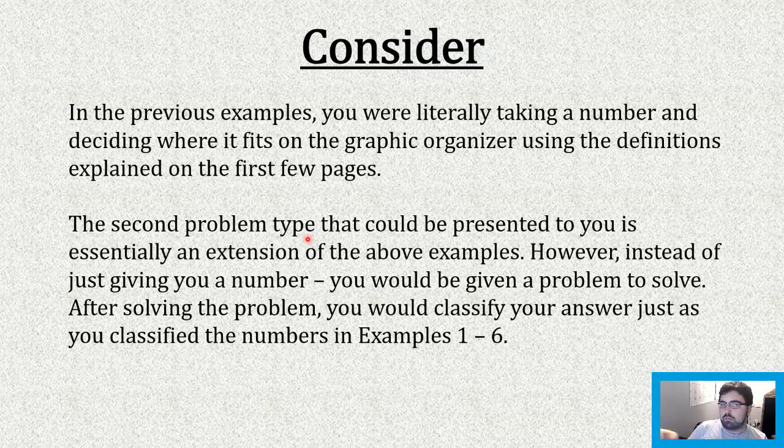You're just given a number and you're asked to classify it. The second problem type is basically just an extension. And what will happen is you'll get a problem. It could be a sum or a product, or it could just be like a hypothetical situation. Think about adding two rational numbers. Think about the answer. Now classify the answer.